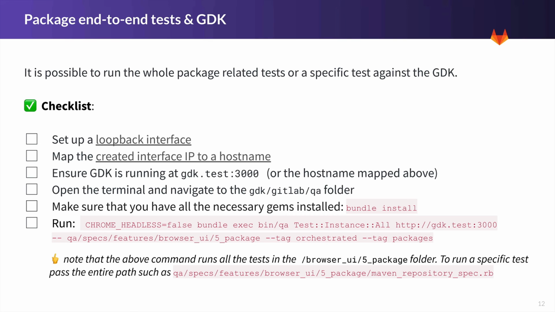And sometimes we just want to run the test that we are developing or the test that impacts our feature. And these are tags. Tag orchestrator and tag packages are tags that we use for running these tests in organized jobs, as we've seen previously.